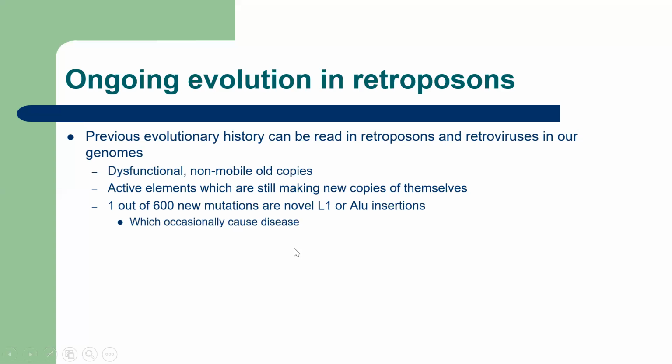And there are documented cases where a disease has its origin in a new L1 or Alu insertion within an important gene, so that we have a broken copy in the child, if this insertion happened in the germ cells of one of the parents. So you might have that.